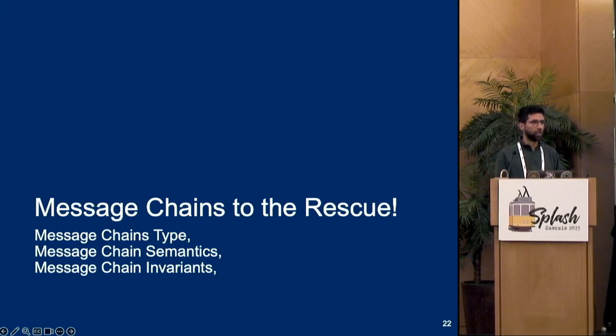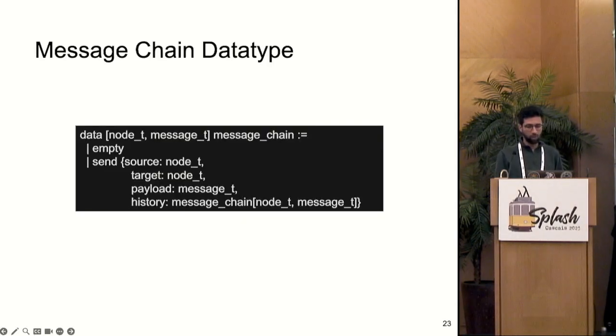Okay, and so that's where our main contribution is. This is where we're going to go on a little bit of a tangent to define what message chains are, and then we're going to return to that system and verify it using message chains and see why that's really cool. Okay, so message chains, first of all, they're just a data type, and it looks almost like a list data type in a functional programming language. So message chains are either empty or they're this send object, where a send has a source, a target, a payload, and then this history, which itself is a message chain.